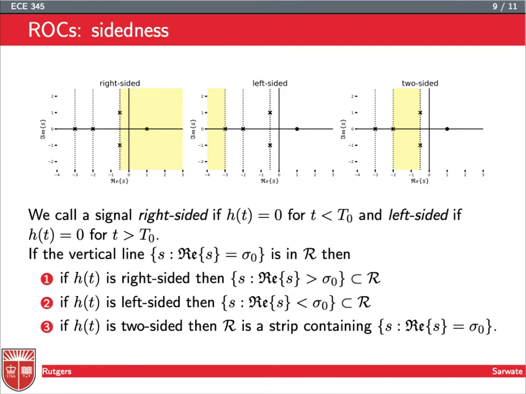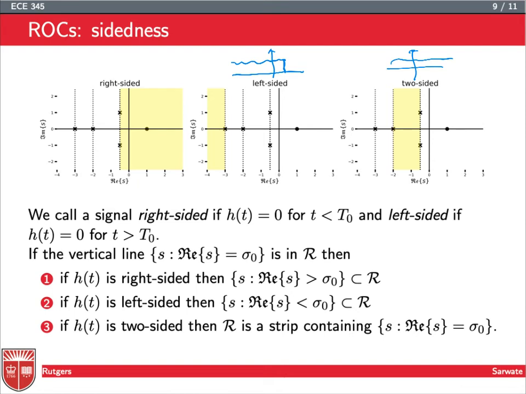We call a signal right-sided if h of t is equal to 0 for t less than t0. So here's a picture of a generic right-sided signal. It starts somewhere and then goes off to the right. A left-sided signal starts somewhere and then ends at a point. So it's infinite towards the left, and two-sided signals are infinite in both directions.